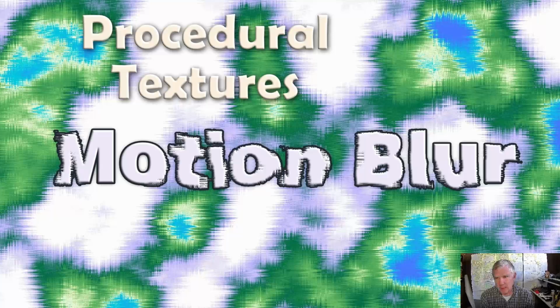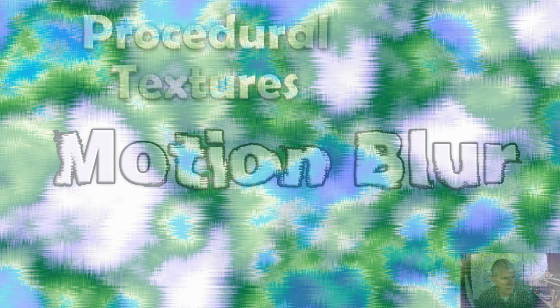I'm going to show how to make this motion blur effect using Affinity Photo's procedural texture filter. I got the idea for this effect from a YouTube video called 5 Awesome Procedural Texturing Tricks by CG Masters. I'll put a link to that video in the description. That one was focusing on Blender, but I thought I would try applying it to Affinity Photo.